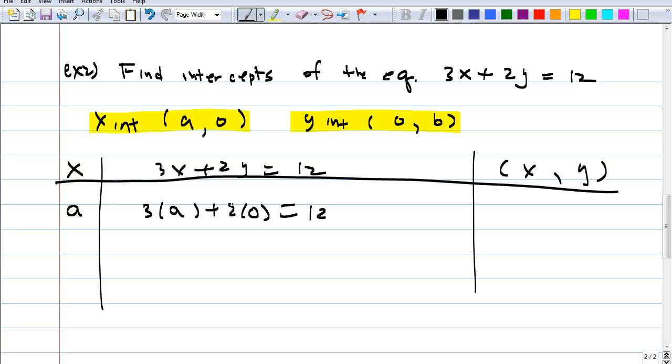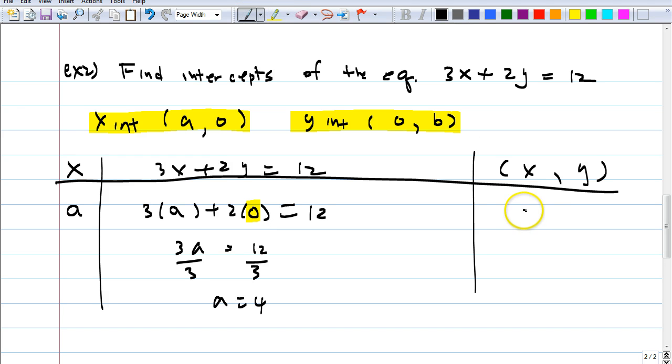Hello? 0 for y, guys. Because it's got to be the x-intercept, so y must be 0. Does that make sense? So what do we get? 3A equals 12. A is equal to? Divide both sides by 3, I get 4. That's the key, guys. You plug in 0 for y there. Isn't that right? Okay, so A equals 4.